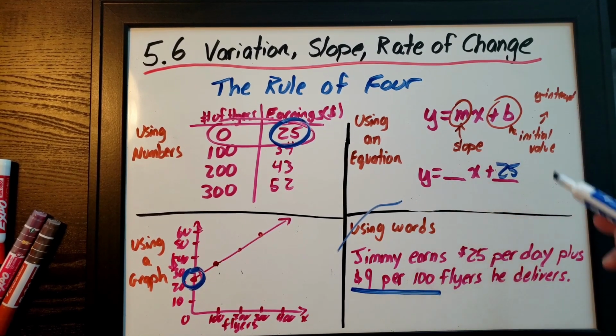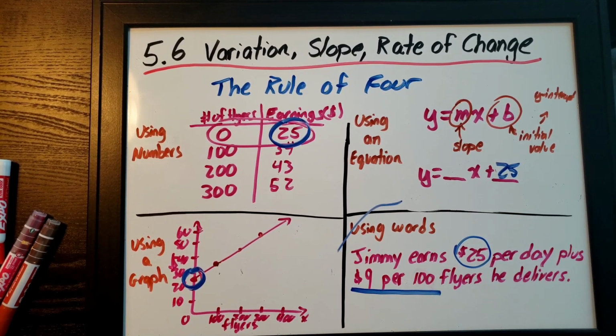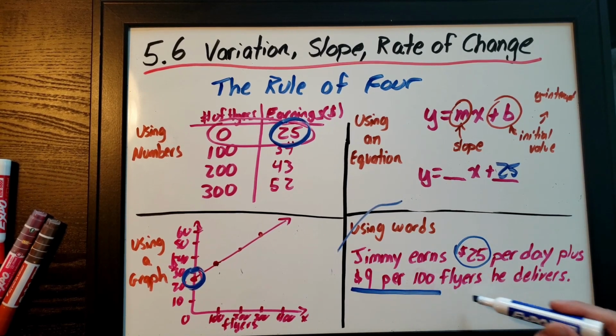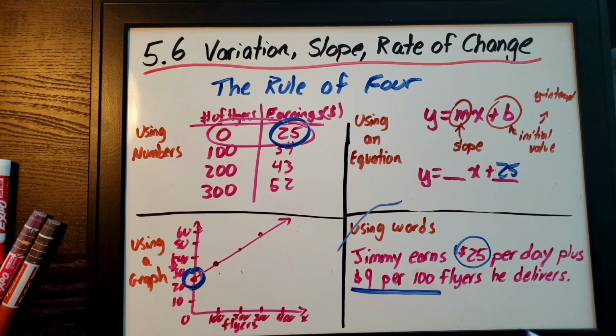Okay, and it's positive 25, that's why it's plus 25. So the y-intercept is generally the easiest thing to find. It's always like the fixed value from the words. You know, $25 for the day, guaranteed, you're making 25 bucks. And then this is what's changing. This is your slope, whatever's changing. It's $9 per 100 flyers.